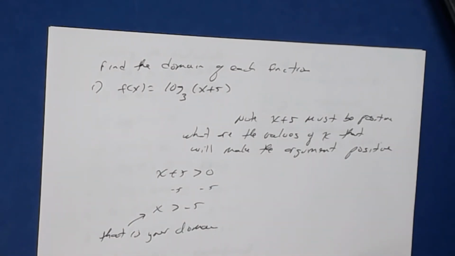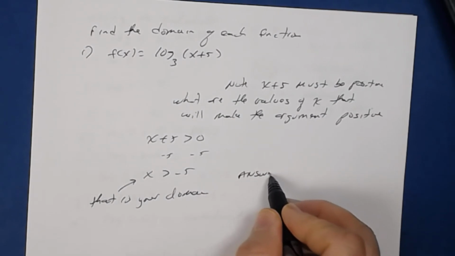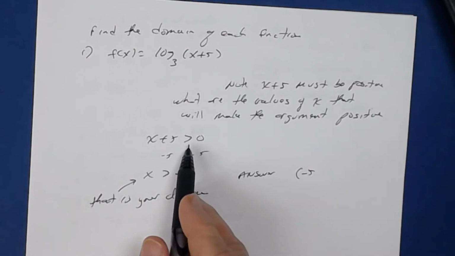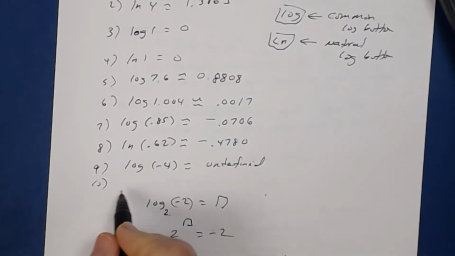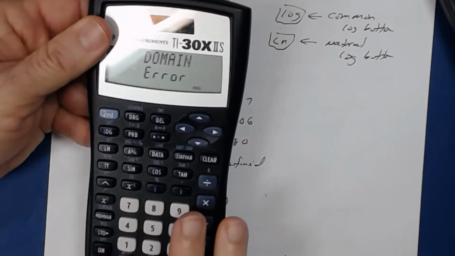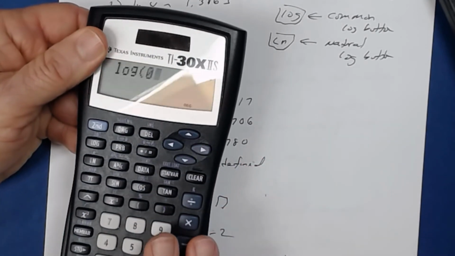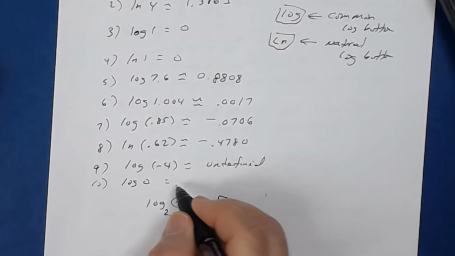Now, in my math lab, you're going to set it up as an interval. So the answer will be negative 5, and remember, you don't see an equal sign. Let me go back and do this. Let's do number 10. Log of 0. Put that in your calculator. Log of 0 is undefined, right? Log of 0 is undefined as well.